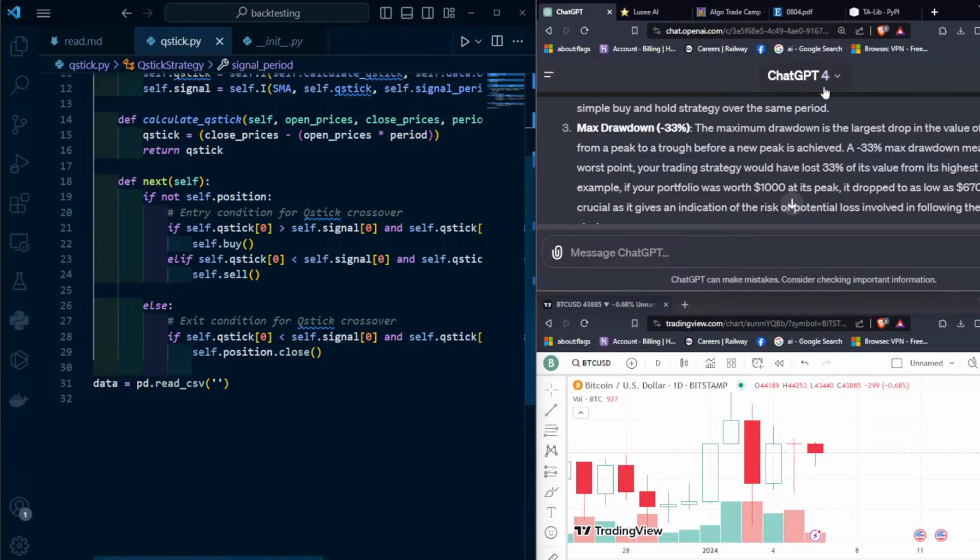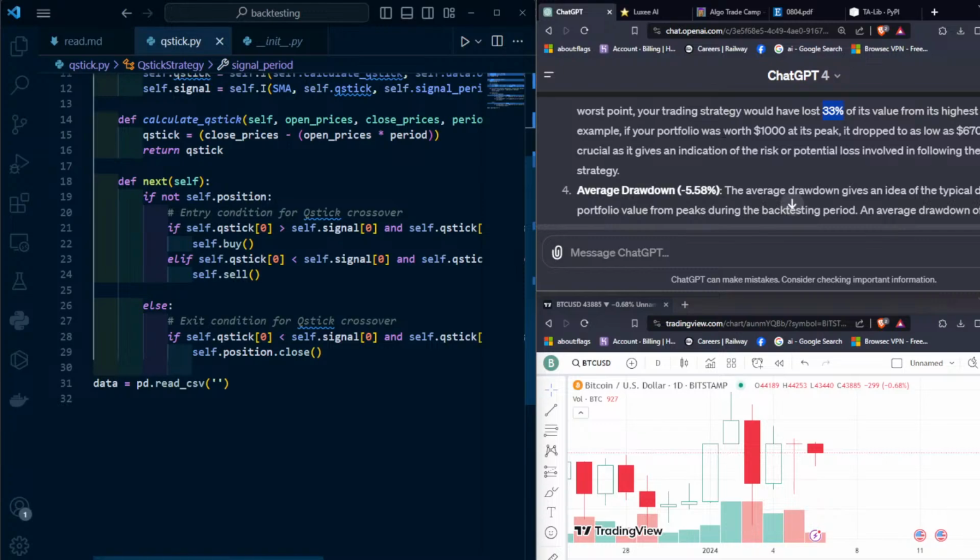So this means that at the worst point, your trading strategy is going to lose 33 percent from its value, from its highest point. For example, if your portfolio was worth $1,000 at its peak, it dropped to as low as $670. This is, to be honest, not so bad, but we could find a lot of better trading algorithms.